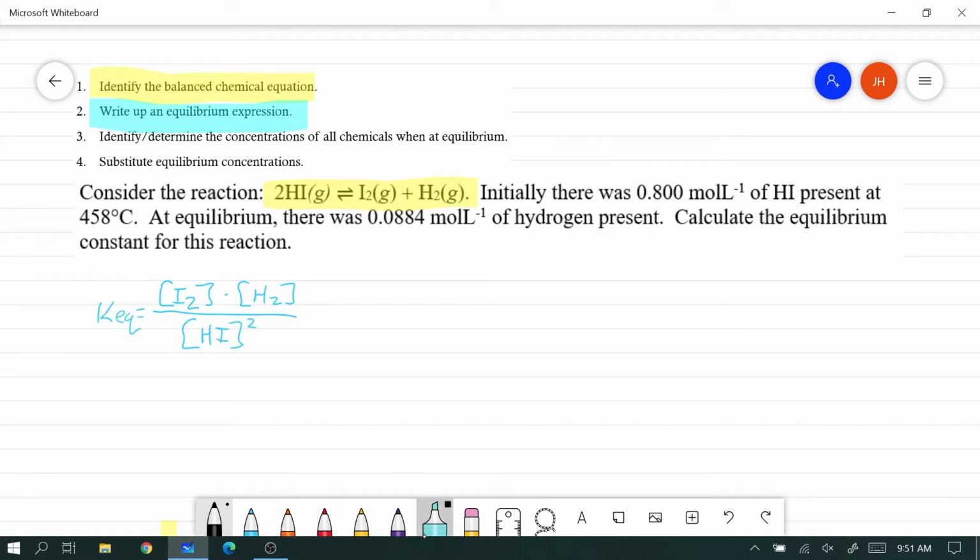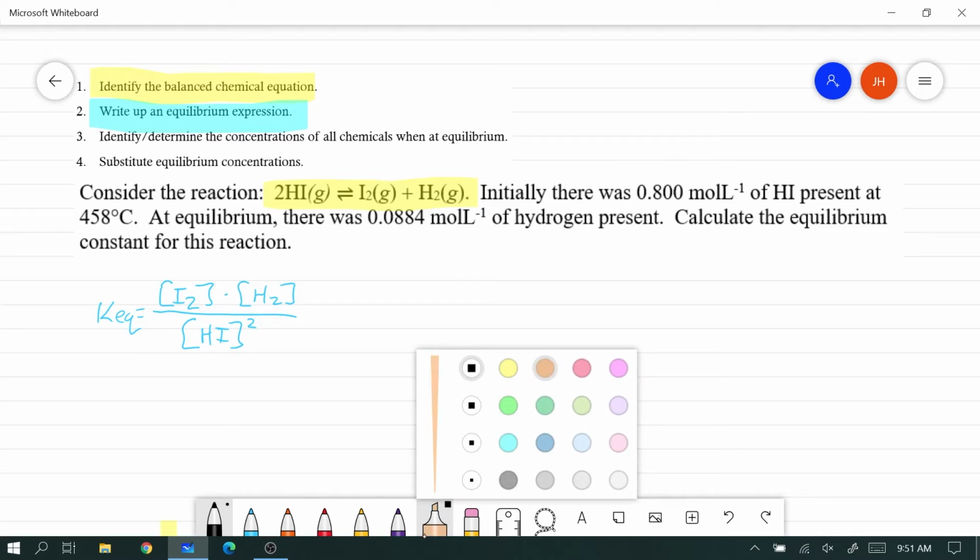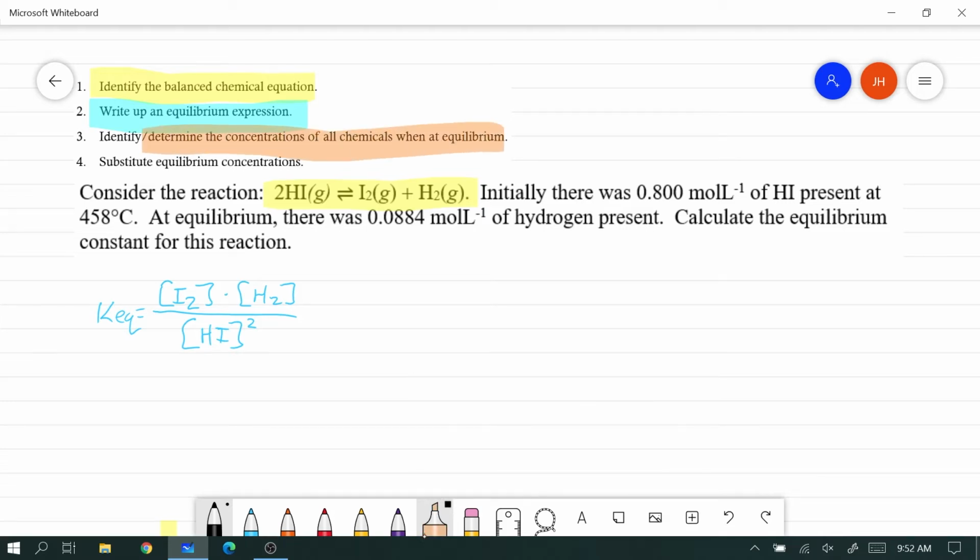And this is where the question gets a little bit different now, because what we now need to do is determine the concentration of all of those chemicals at equilibrium, and that's based on some of the information that we have been given in the question itself. So what we're told is the initial concentration of hydrogen iodide, as well as the equilibrium concentration of the hydrogen. Now, it doesn't look like we've been given a lot of information. It seems like we've only been given the concentration of the hydrogen and nothing else. But we've actually been given enough information to be able to do a full calculation from here.